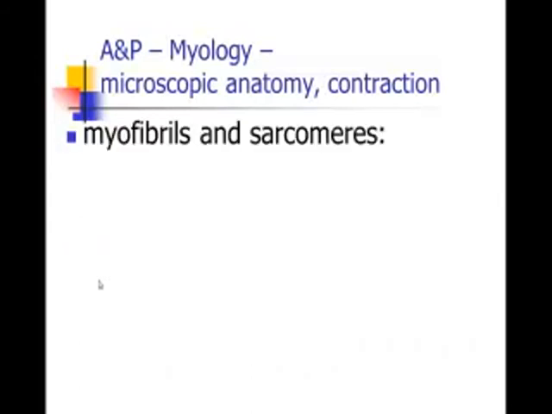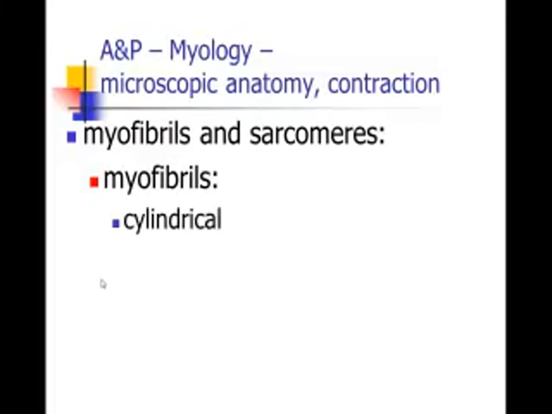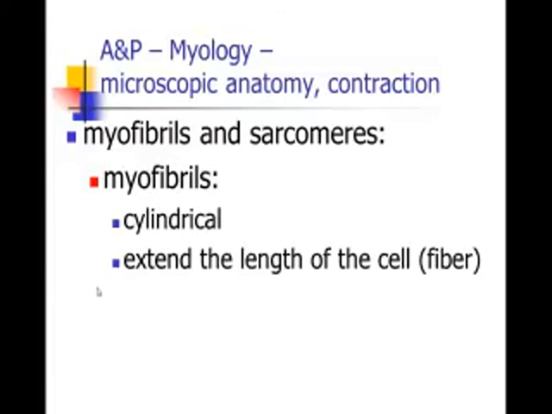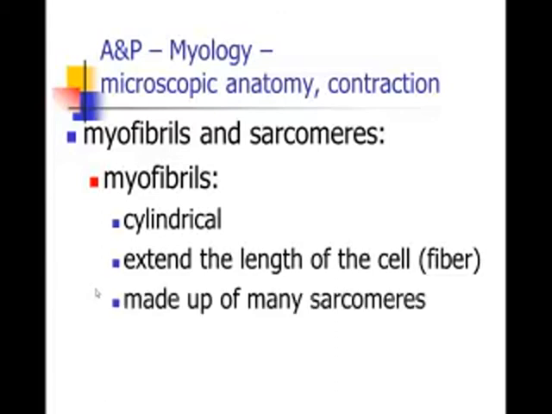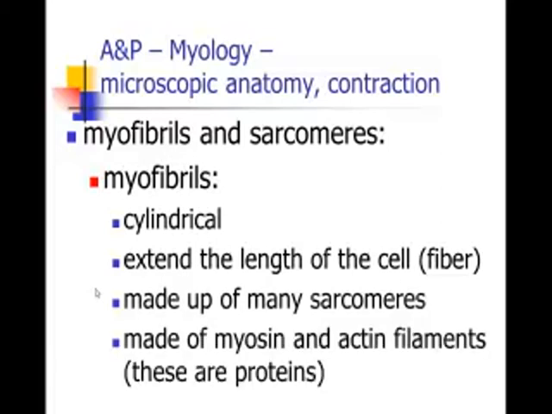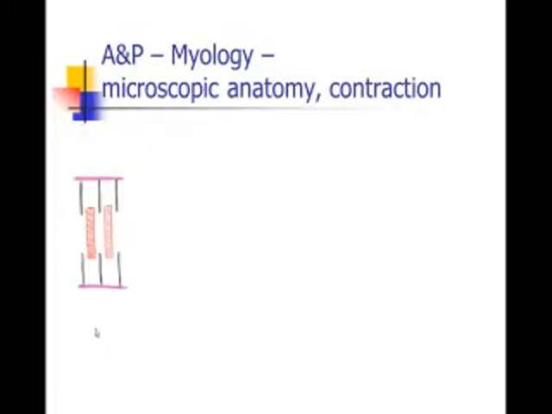Okay. So next we're going to talk about myofibrils and sarcomeres. And the myofibrils are cylindrical. They go the entire length of the cell, and they're made up of many sarcomeres. And so these are sort of like the cars in a train, right? If you have a train, that would be the cell, and then the cars would be making up the train by connecting to each other. These are made up of myosin and actin filaments.